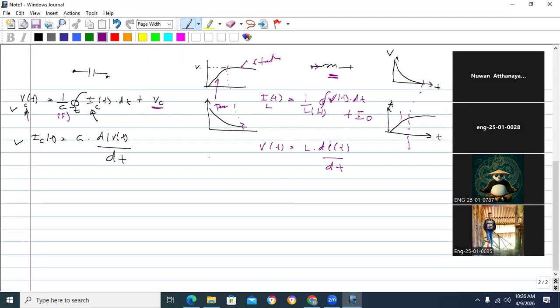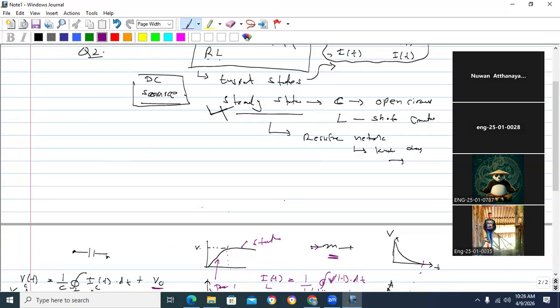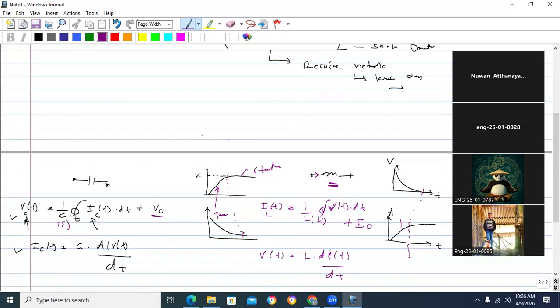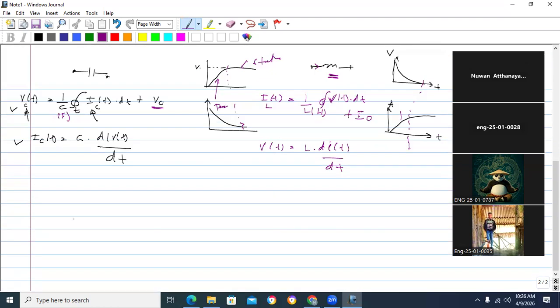You need to understand and you need to know how to apply this at the transient state. For the steady state, you no need to apply this equation. So what I again tell you is at the steady state, the capacitor will be open circuit, inductor will be short circuited. So these are the equations valid for the transient state, when the DC source is there.